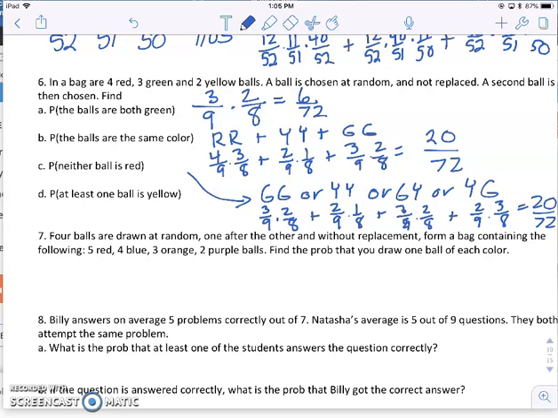At least one ball is yellow. So if we list out those choices, yellow, yellow, there's a lot of them here. Yellow, green, green, yellow, red, yellow, or yellow, red. And then we'd have to do all of those.